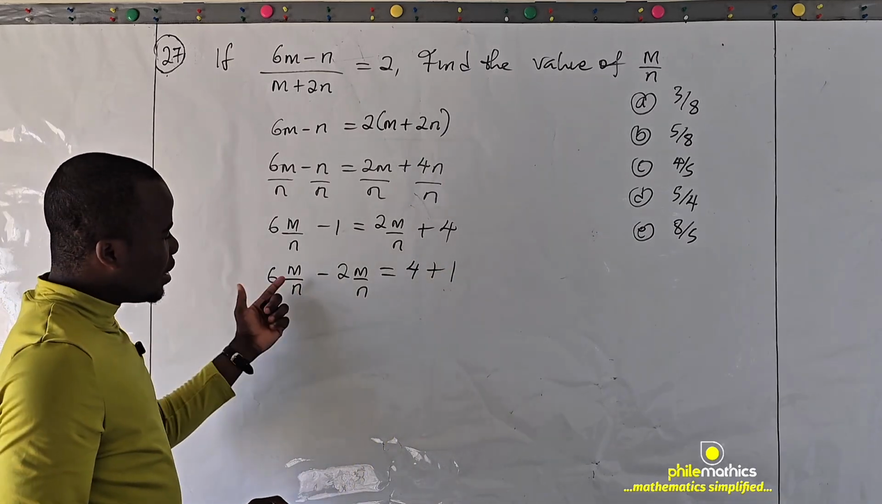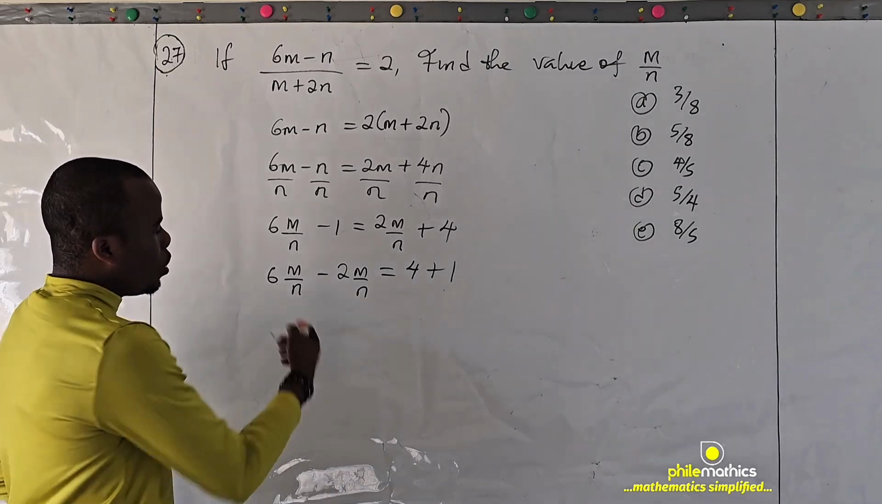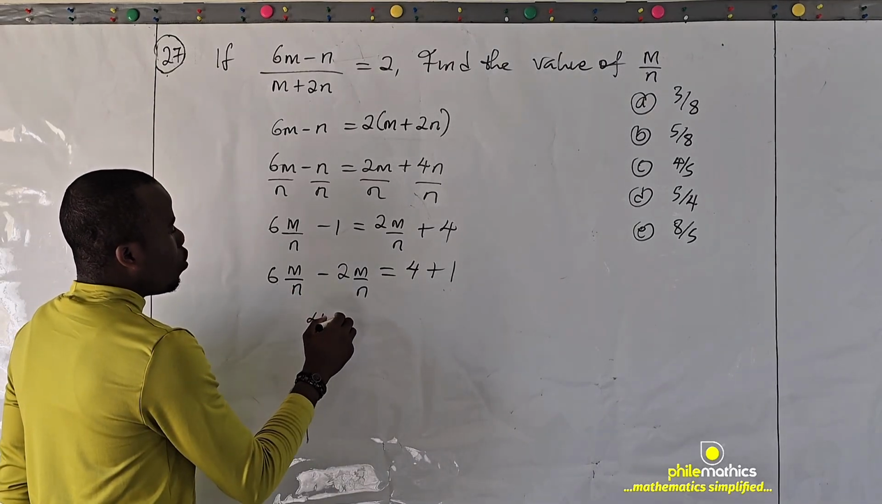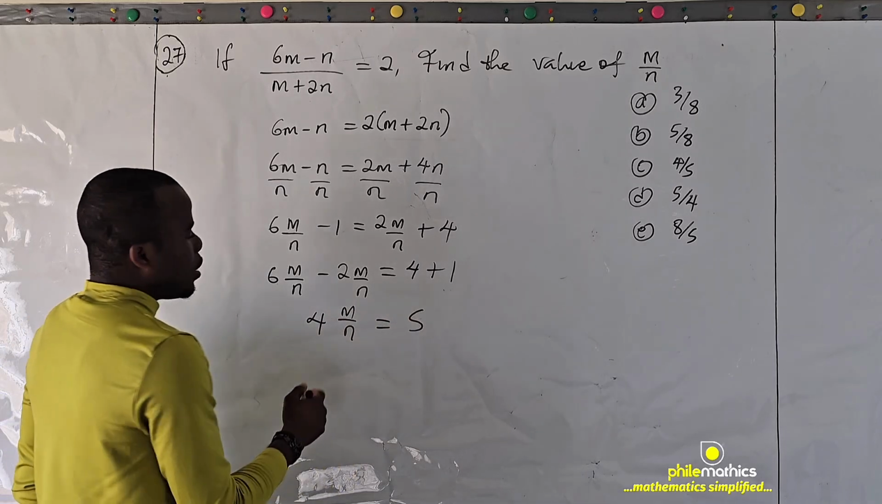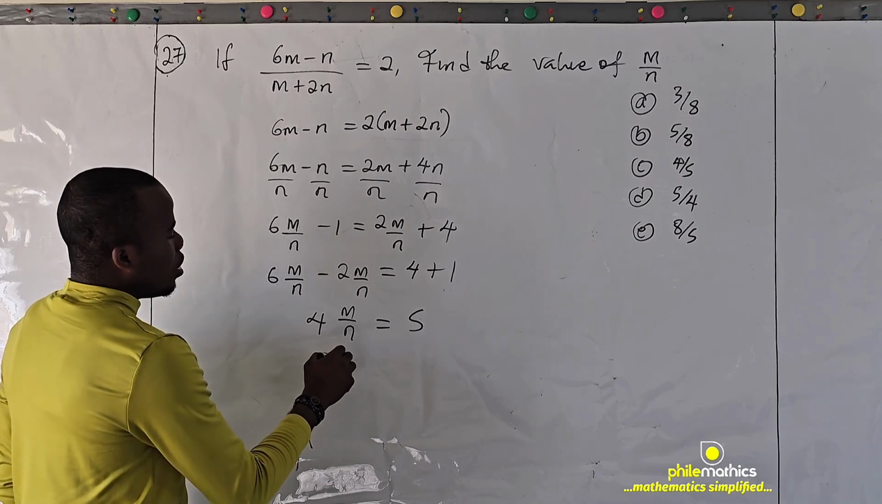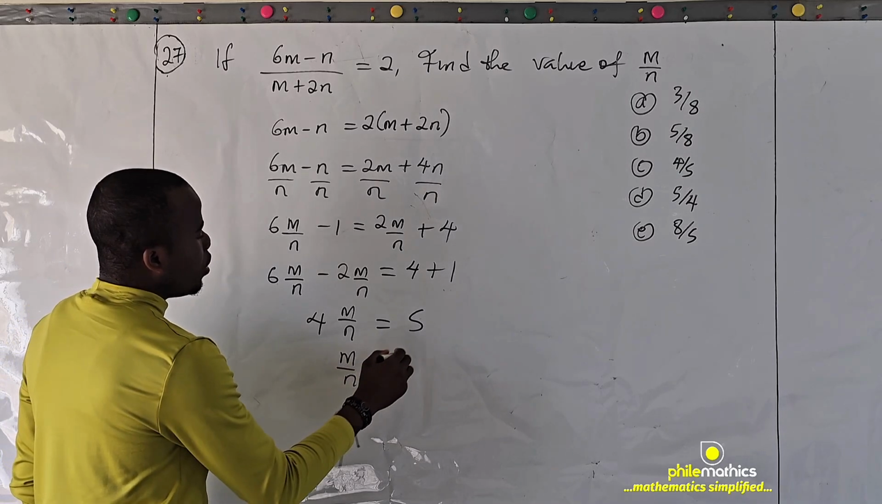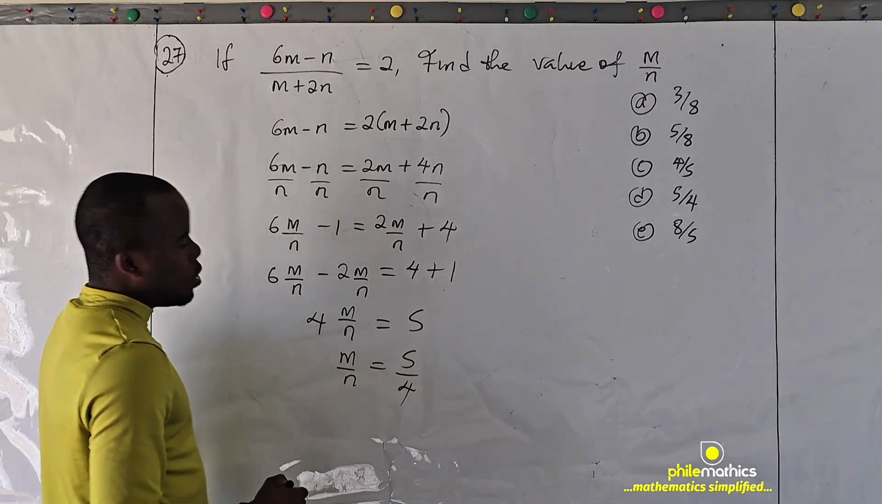This is like saying 6x minus 2x, which is 4x. So this is simply 4m over n, which is 5. Since I'm looking for what m over n is, m over n is simply, divide both sides by 4, 5 over 4. And so it is D.